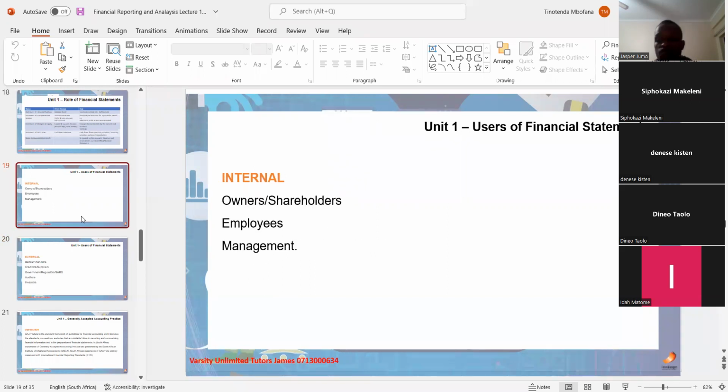You'll be categorizing, does this fall under assets? Does this fall under income? Does this fall under this specific bracket? Because that's what financial statements is all about. It's just about categorizing information.